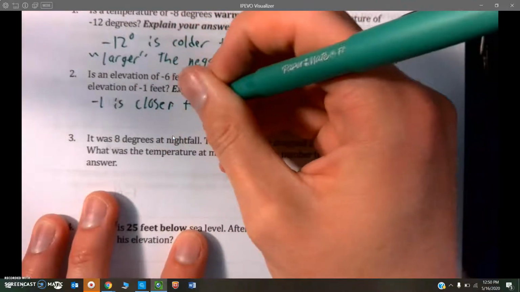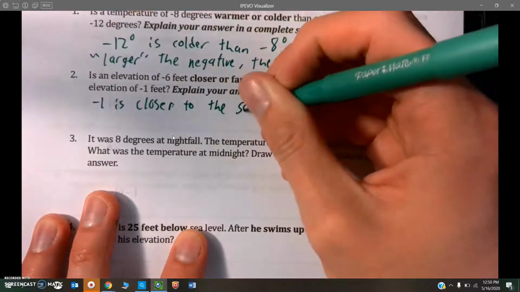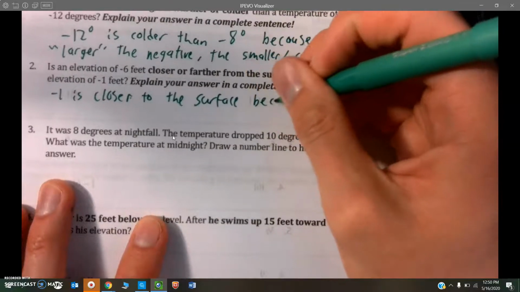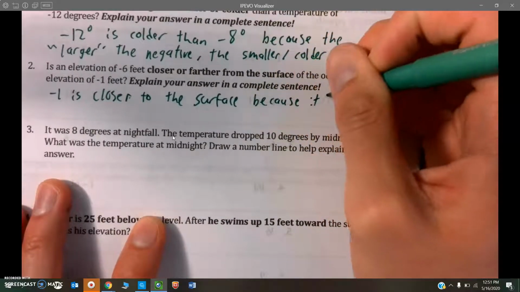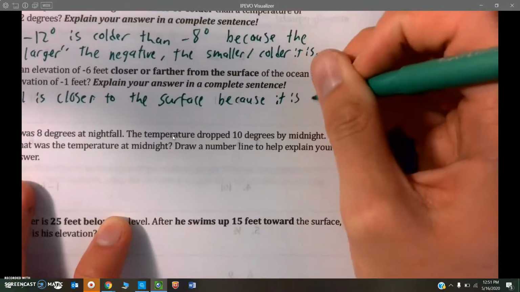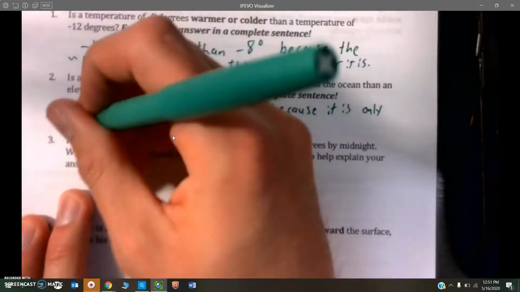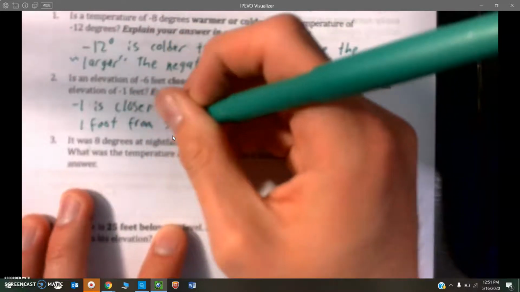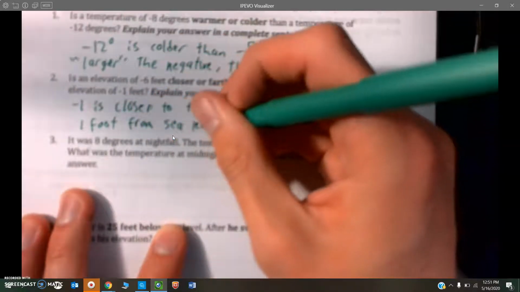It is closer to the surface because it is only 1 foot from sea level. It's only 1 foot down, whereas -6 is 6 feet down.